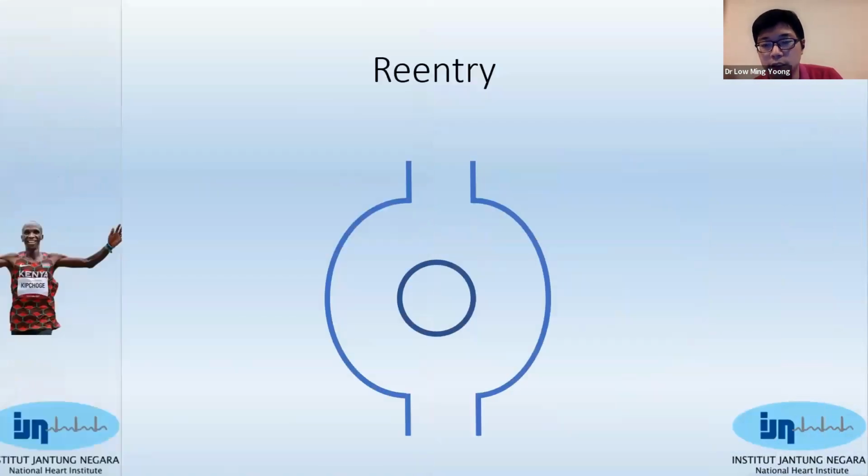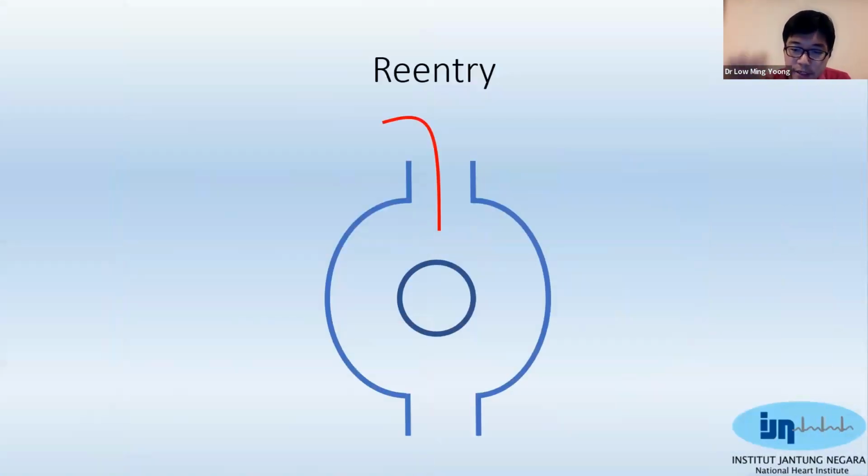This is normal conduction. In a normal setting, an impulse comes down, meets the slow and fast pathways, and conducts down both, okay? Because they are both not in the refractory period.